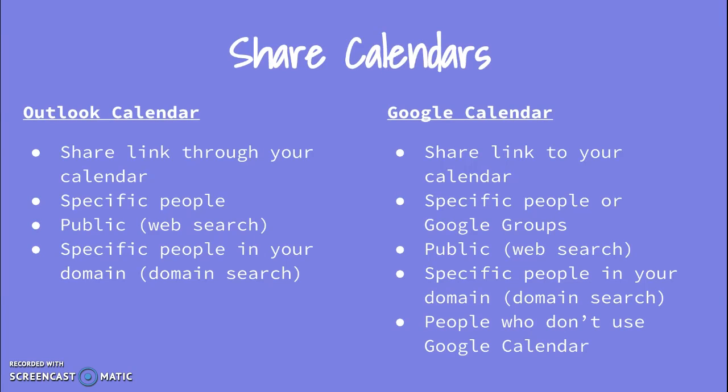In the Google Calendar, we can share the link to our calendar. We can share to specific people or Google Groups. We can also make our calendar public, available on a web search. We can share to specific people in our domain. And we can even share our Google Calendar to people who don't use the Google Calendar.